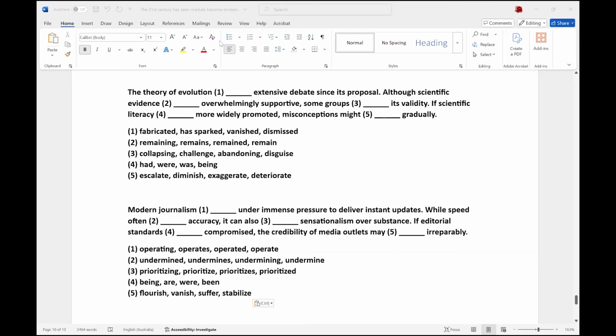It can also dash something over something. Prioritize. This one is easy because after "can", which is a modal, you always need V1, the base form of the verb. And the base form of the verb is prioritize, without S, without ED, without ING.